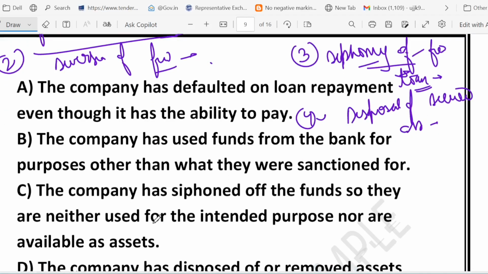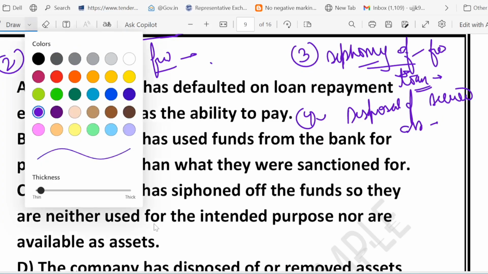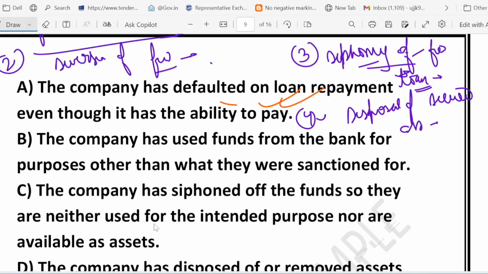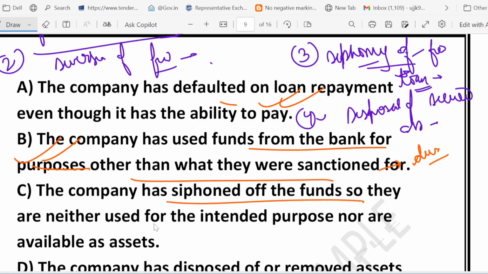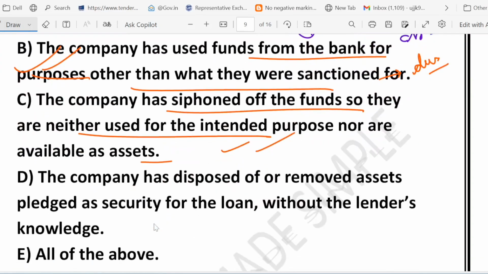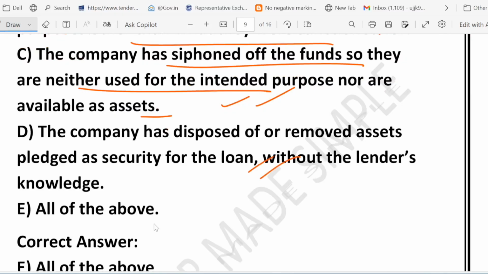Now check the options. Option A says defaulted with the ability to pay. Yes, this is the clear definition of willful default. Option B says the company has used the funds from the bank for purposes other than sanctioned. This is called diversion of funds. Yes, this is also another case. C says the company has siphoned off the funds. This is siphoning. Yes, this is also a condition. And D says the company has disposed of or removed assets. Yes, this is also a condition. So E is the correct answer.